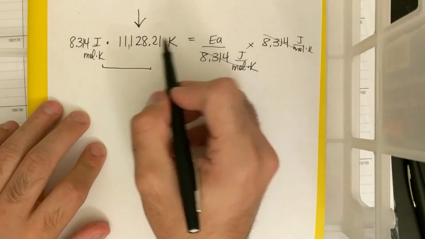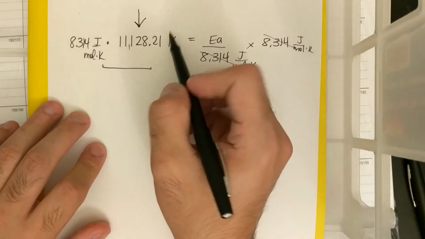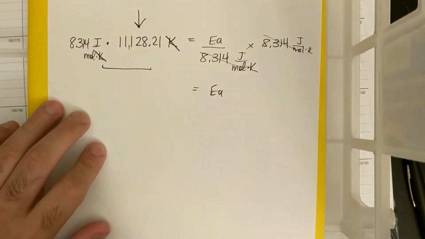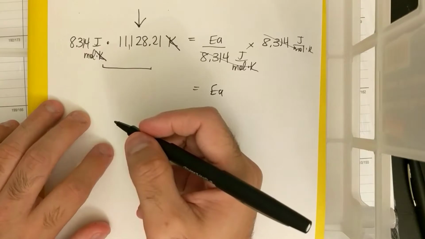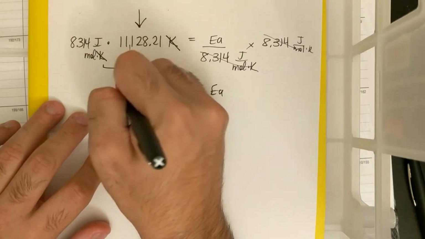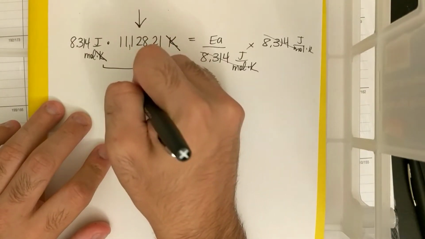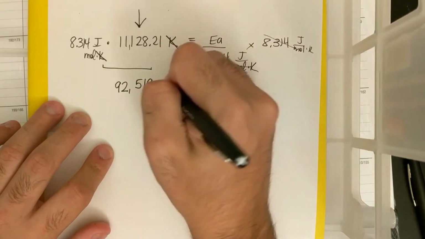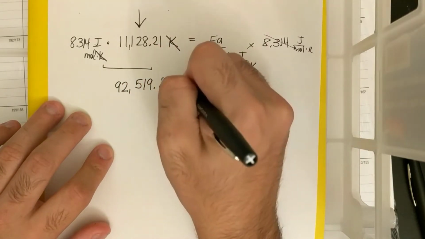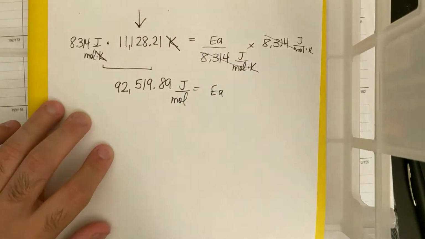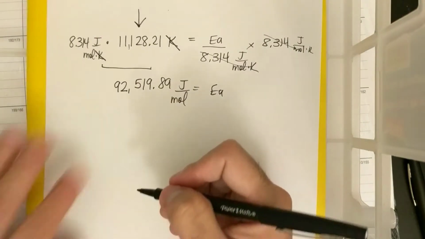And so now I'll have EA equals, if I solve this math here, if I do 8.314 times my 11,128.21, and notice how this is joules per mole Kelvin and this is Kelvin. These Kelvins will be able to cancel out, and check my previous video on how that happens. And I get quite a large number, 92,519.89 joules per mole.